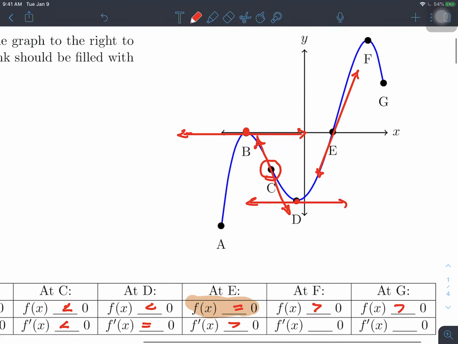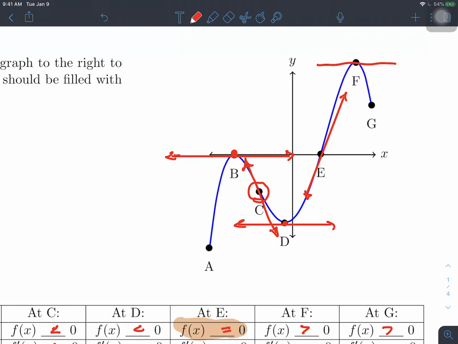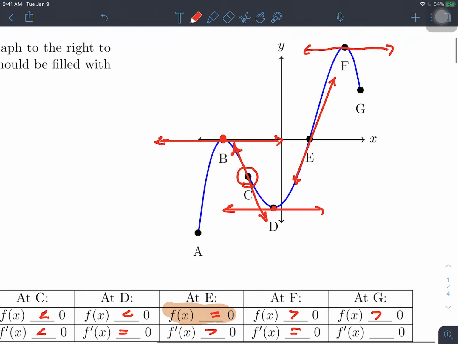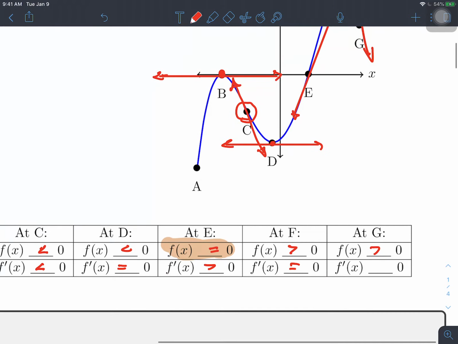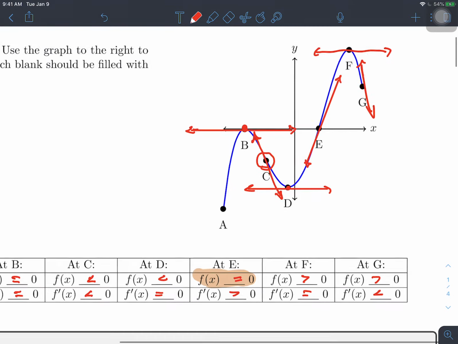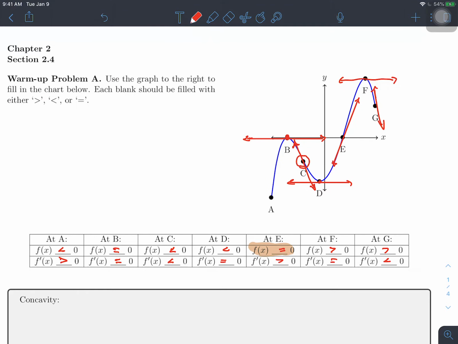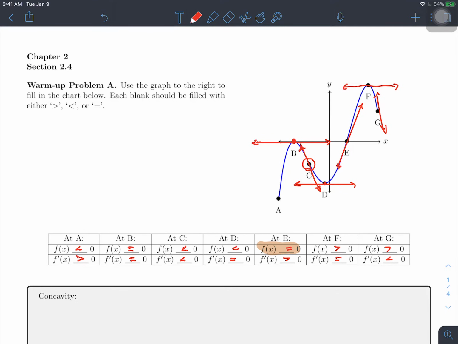And at F, it looks like we're going to have another horizontal tangent line, so I'll put equals. And then at G, it looks like, once again, we're going down. So at G, I'm going to say less than. Okay, going down means decreasing, means derivative less than 0. Okay, any questions about the warm-up?